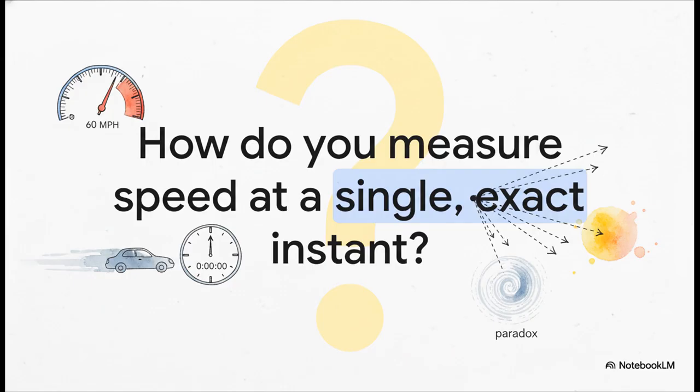Your car's speedometer says you're going 60 miles per hour. Okay, but what does that actually mean for one single frozen moment in time? In that exact instant, no time has passed and you haven't traveled any distance. So how can you even have a speed? It sounds like a total paradox, right? Well, the answer is hiding inside this idea of limits.